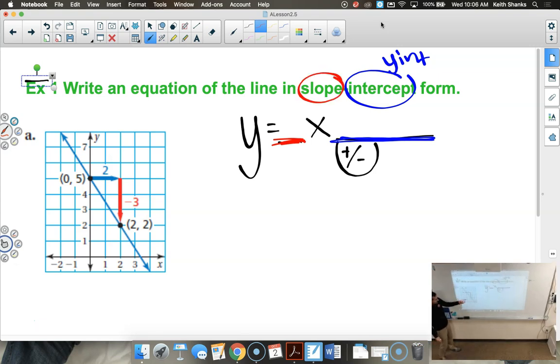They kind of numbered things up here for us. I always feel like the intercept is easiest to find because you literally look at the problem or the graph and you're like, oh, it's that number, right? So it's this guy right here. This is where it crosses the y-axis.